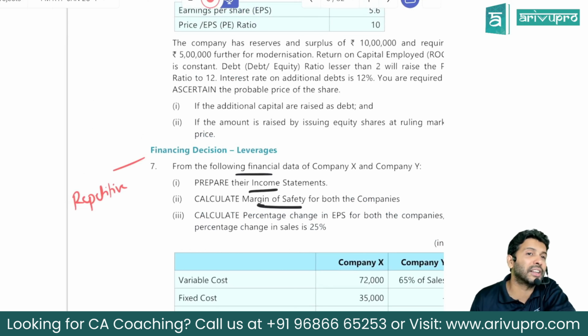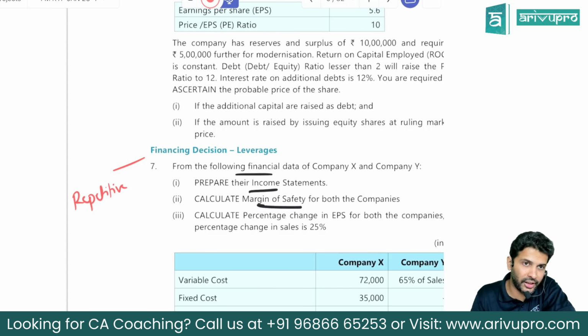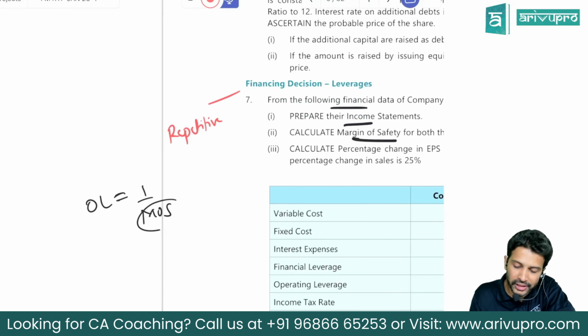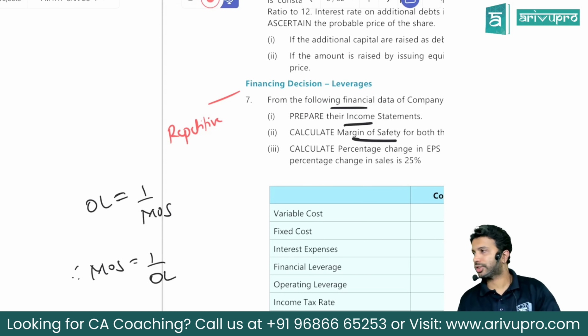Margin of safety they've asked. Usually in the problems we did, they had given margin of safety, and we calculated operating leverage using it. Because, as I told you, operating leverage is 1 divided by margin of safety. In this problem, they have asked for MOS. Therefore, how do you get margin of safety? 1 divided by operating leverage. We'll have to use that.